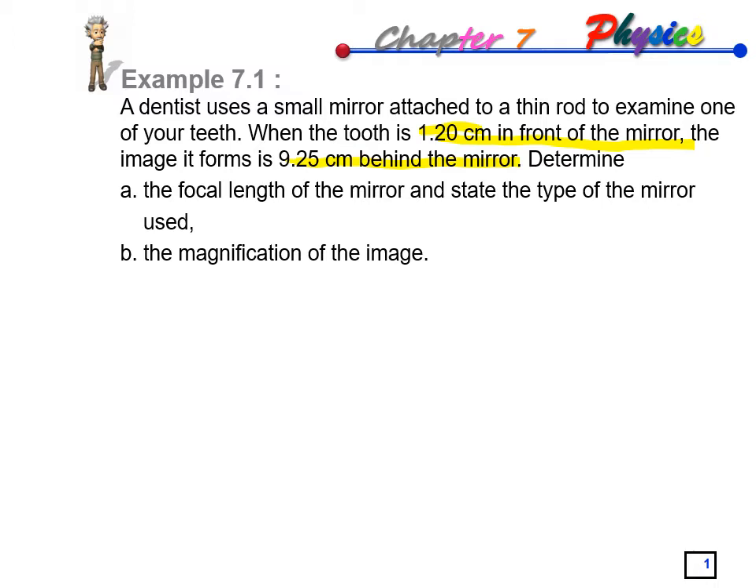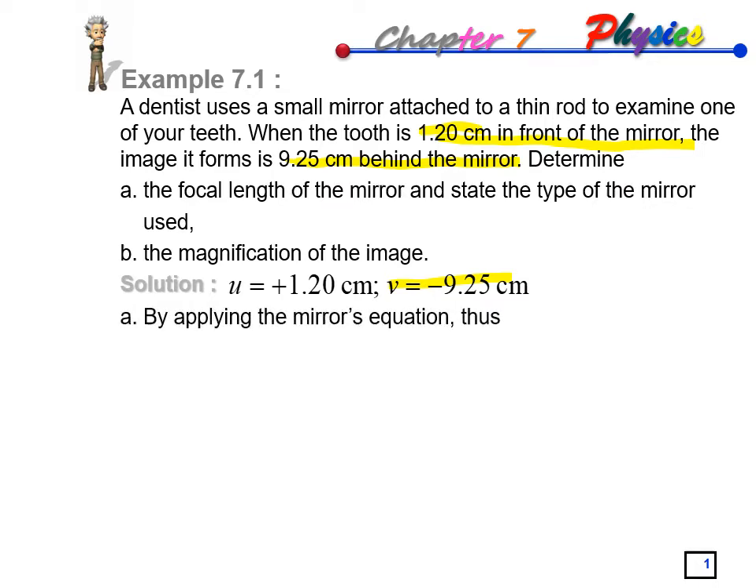For part A, they want you to determine the focal length of the mirror and state the type of mirror being used, and then part B, the magnification. So we list out the information first. For u, you have a real object. For v, we will have a negative value, because the image forms behind the mirror, so that means we will have a virtual image.